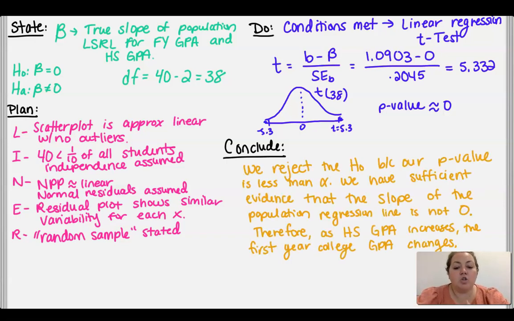All right, and our conclusion would be we reject the null hypothesis because our p-value is less than alpha. We have sufficient evidence that the slope of the population regression line is not 0. Therefore, as high school GPA increases, the first-year college GPA changes.